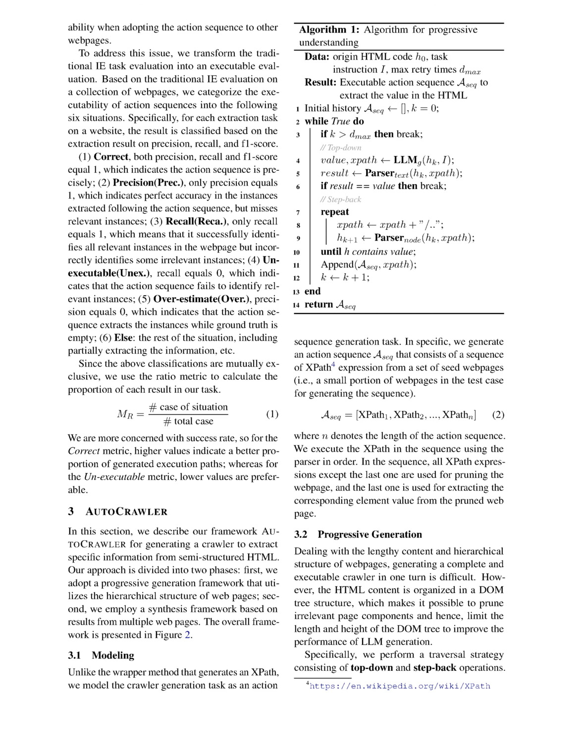Section Summary. In this section, we present the AUTOCRAWLER framework for generating crawlers to extract specific information from semi-structured HTML. Our approach involves a progressive generation framework that leverages the hierarchical structure of web pages and a synthesis framework based on results from multiple web pages. Unlike traditional methods that use XPath, we model the crawler generation task as an action sequence generation task, aiming to generate executable crawlers efficiently by pruning irrelevant page components and extracting the desired information accurately.